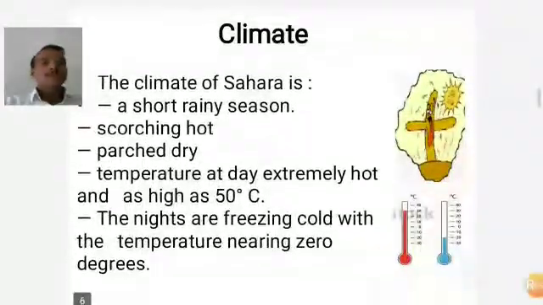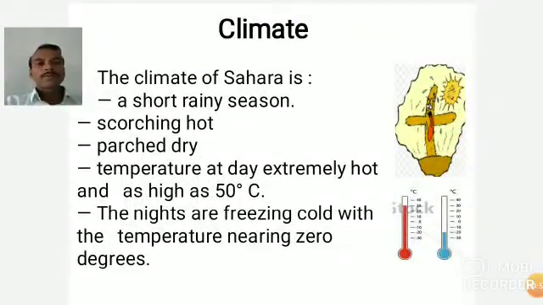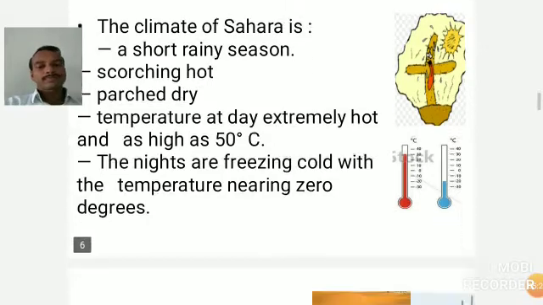Next, the climate of the Sahara Desert. So what kind of climate is there? There is a short rainy season, scorching hot sun rays, and a parched dry climate. The temperature during the day is extremely hot, as high as 50 degrees Celsius, and the nights are freezing cold with the temperature nearing 0 degrees. So students, through this we understood that it's an extremely hot and extremely cold climate in the desert areas.